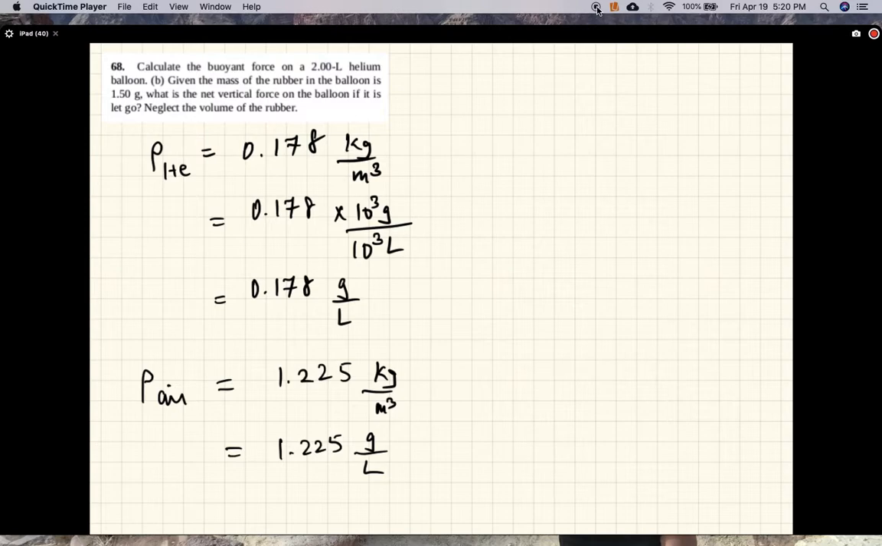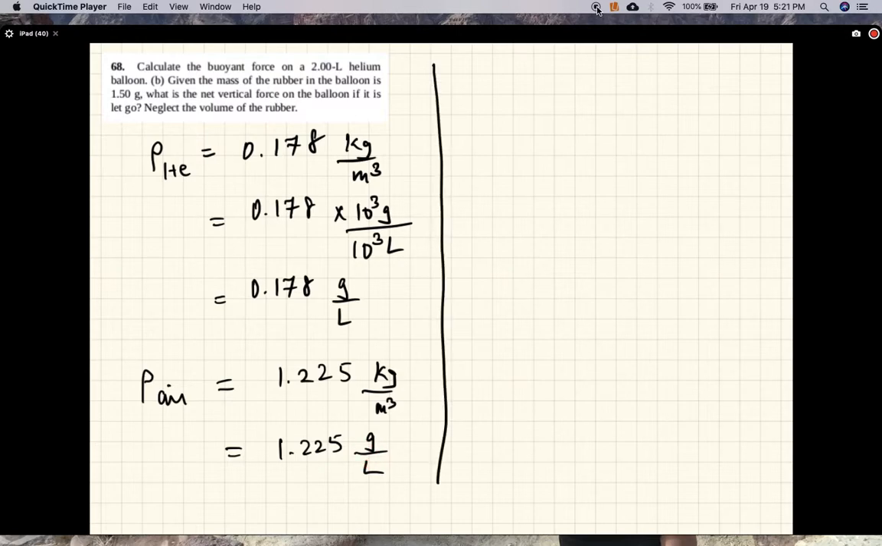Okay. Now for this problem, I went ahead and looked up the density of helium. The density of helium is 0.178 kg per meter cube. 1 kg is 1,000 grams and 1 meter cube is 1,000 liters. So this factor cancels. Essentially, the density of helium is 0.178 grams per liter, and that of air is 1.225 grams per liter.